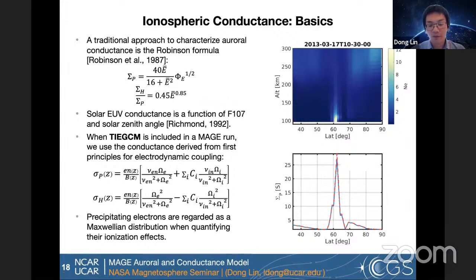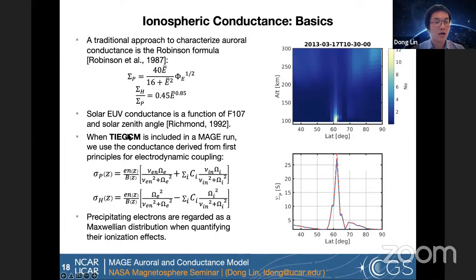Lastly, one of the most important effects of precipitation is its contribution to ionospheric conductance. In the community, as well as in our model itself, the Robinson formula has been the classic empirical relation we have been using. Basically, it assumes the Pedersen and Hall integrated conductance is a function of the mean energy and the energy flux of the precipitating electrons. It's also assumed to be a Maxwellian distribution. Other than precipitation, we know the solar EUV radiance can also generate conductance on the dayside. And this one is simply described as a function of the F10.7 and the solar zenith angle. These are just the empirical relations we use when we don't have a first principle IT model.